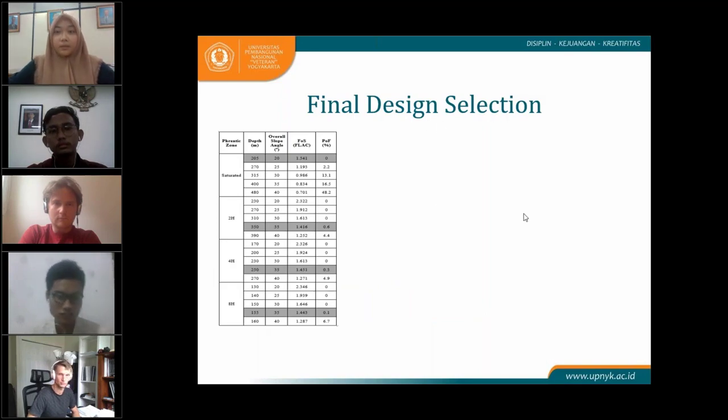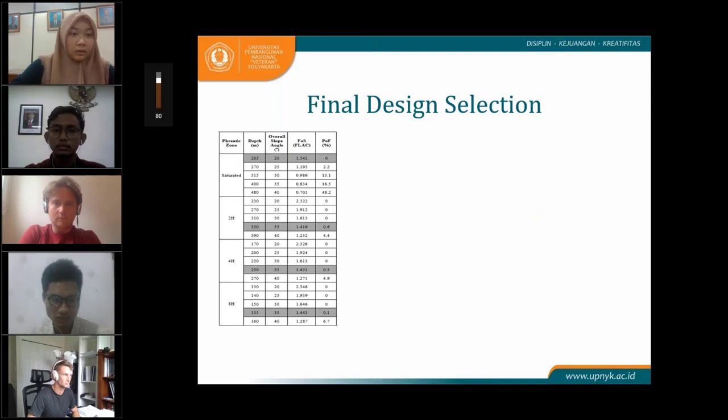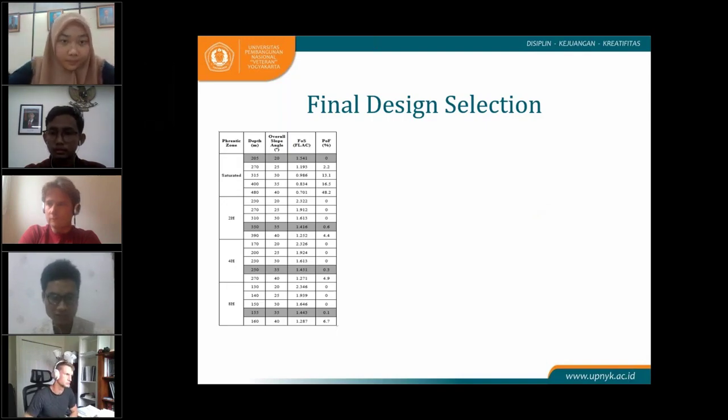And for final design selection, this is the tabulation data from computing slope stability through Slide and FLAC. Safety factor was the main acceptance criteria. Therefore, every phreatic zone condition has an optimal model. The optimal model is in the gray rows, and we can see the slope modeling on the right side of this slide.